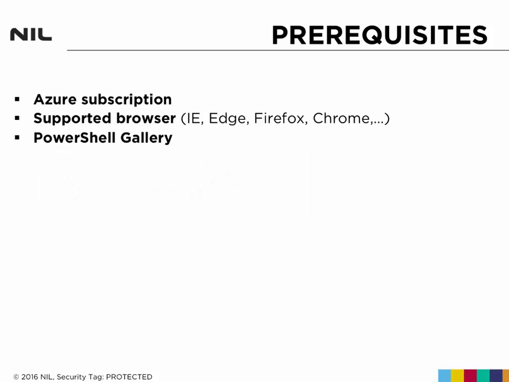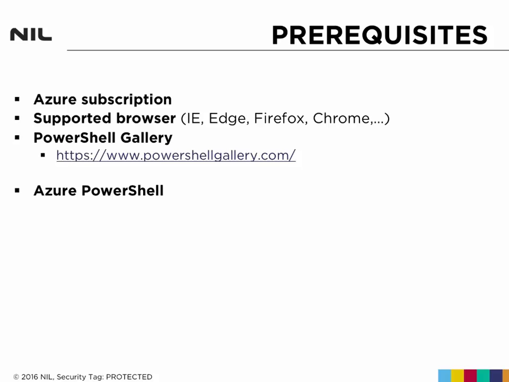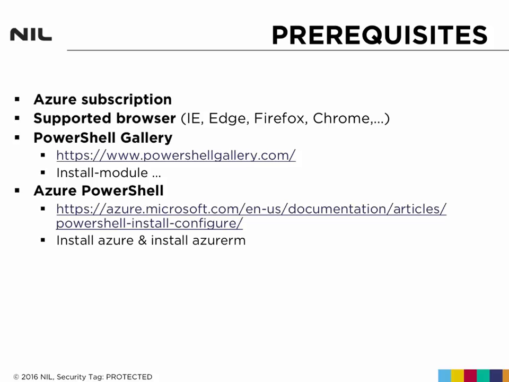Another big part is PowerShell. Windows already has PowerShell, but you have to add the Azure PowerShell cmdlets, so basically Azure and AzureRM. Another good approach is to also add the PowerShell Gallery. Then you get Install-Module and Find-Module and other goodies where you can just install Azure and install AzureRM. Otherwise, you use the links which are here to install the Azure PowerShell.